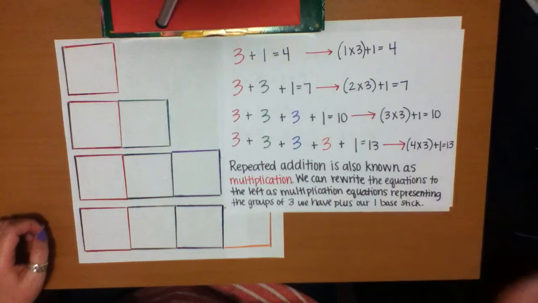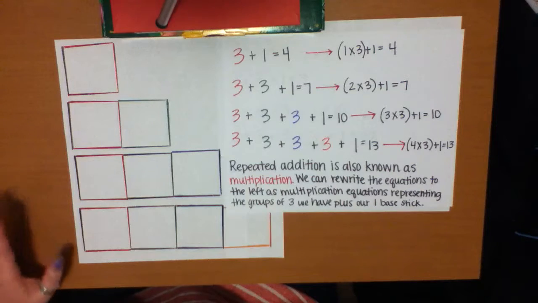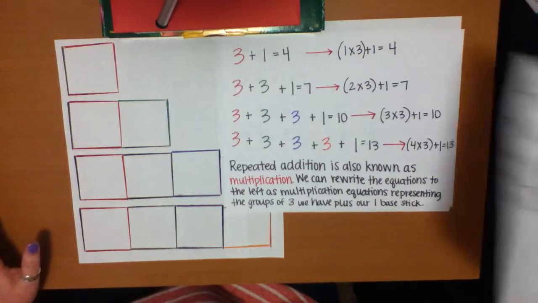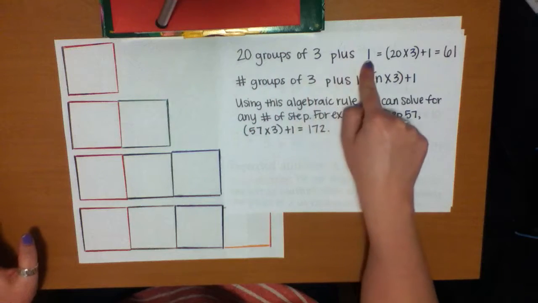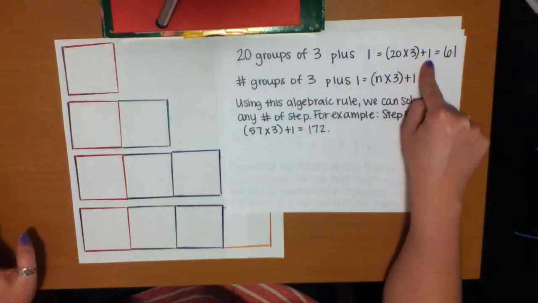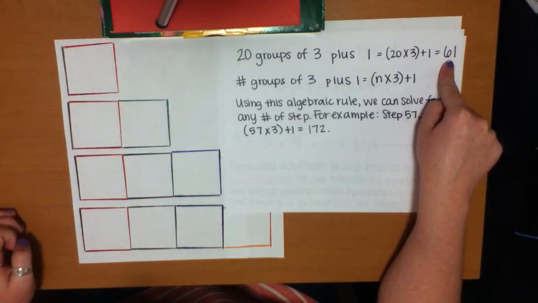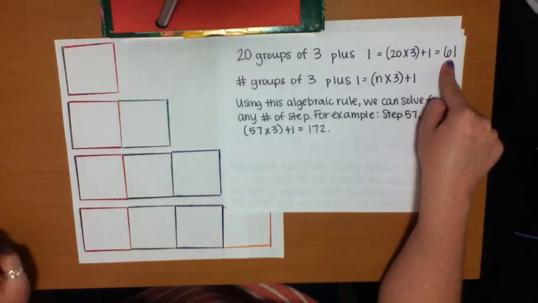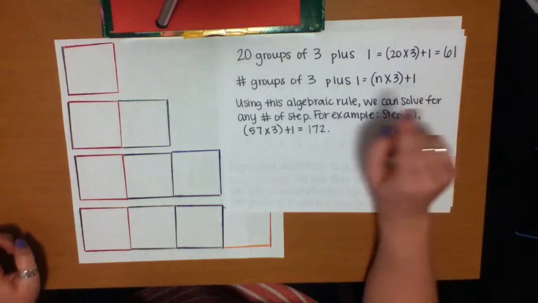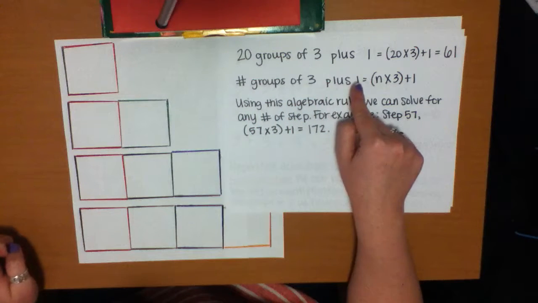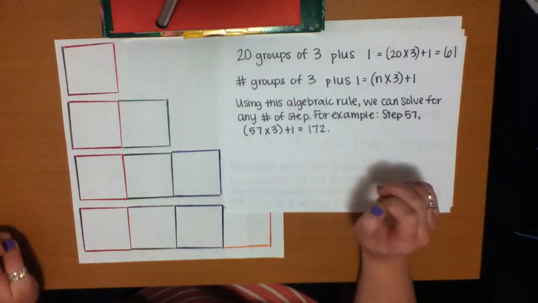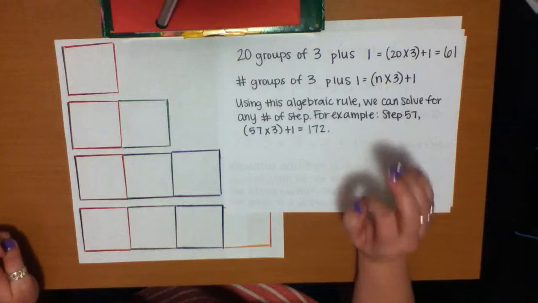We can use our rule to solve for the 20th step, and so that means the 20th step would mean 20 groups of 3 plus 1. 20 times 3 plus 1 equals 61. In order to find the nth step, we can use this rule: n, which is the number of groups of 3, plus 1. By examining this linear pattern, we have determined the algebraic rule to solve any number of steps in this pattern.